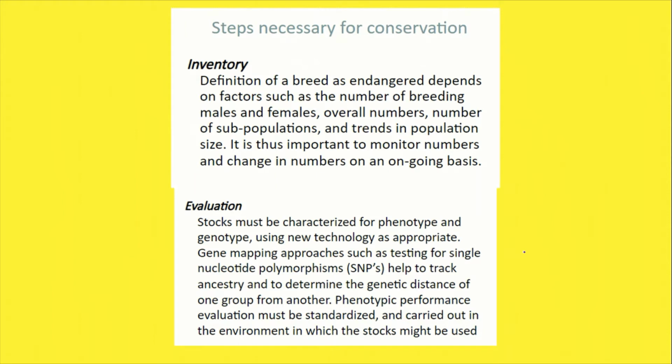We have the steps necessary for conservation. As we plan how to carry out genetic conservation, we go through certain processes that are important, and the very first is inventory. The definition of a breed as endangered depends on factors such as the number of breeding males and females, the overall numbers, the number of subpopulations, and trends in population size. It is thus important for us to monitor numbers and changes in numbers on an ongoing basis.